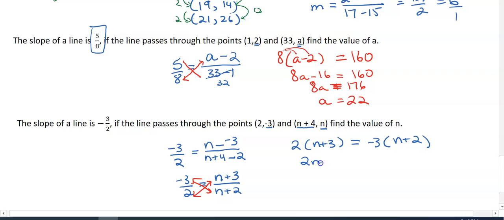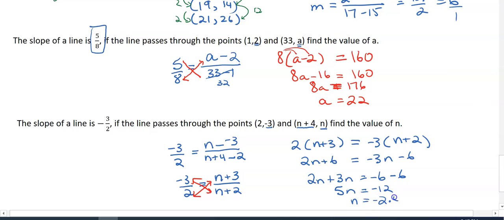And let's get that distributive law going. Now I have an n on both sides, so now I have to get all my n's to one side. So I'm going to move the negative 3n over, and I'm going to move this positive 6 over. So this negative 6 is still there. Collect like terms, and divide both sides by 5. And so now I know n is negative 2.4.